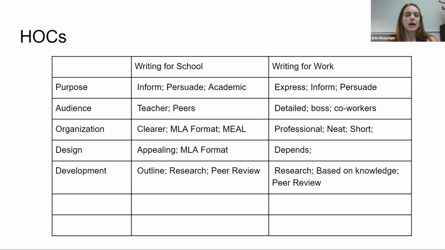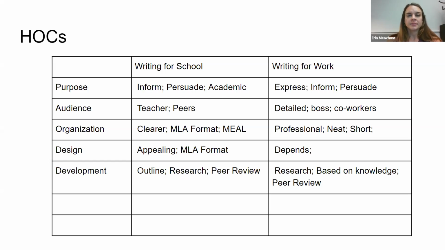Organization. So I think the organization can be very clear in some ways in academic writing. So we have MLA formatting. We know how to cite sources. We had the MEAL plan, which we learned about in 111, which talked about having a main idea of a paragraph, having an example for that paragraph, giving some analysis, and then linking. So each part of the MEAL plan is a couple sentences, anywhere from 1 to 3 sentences.